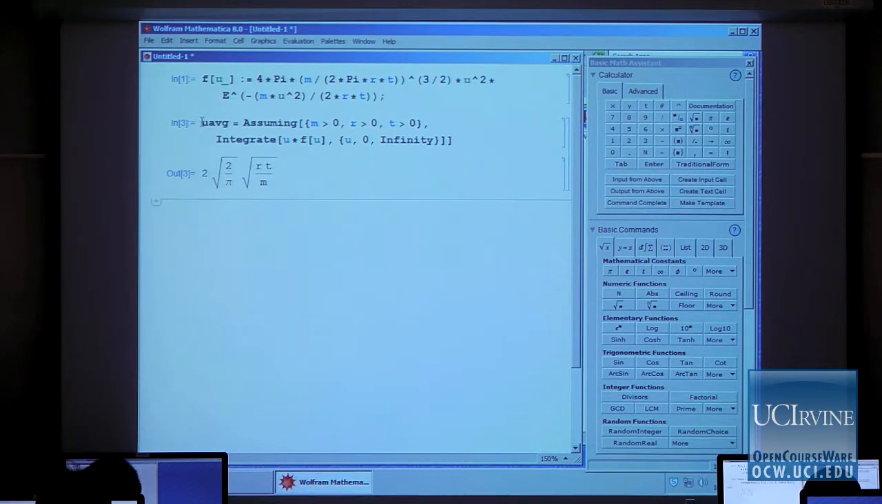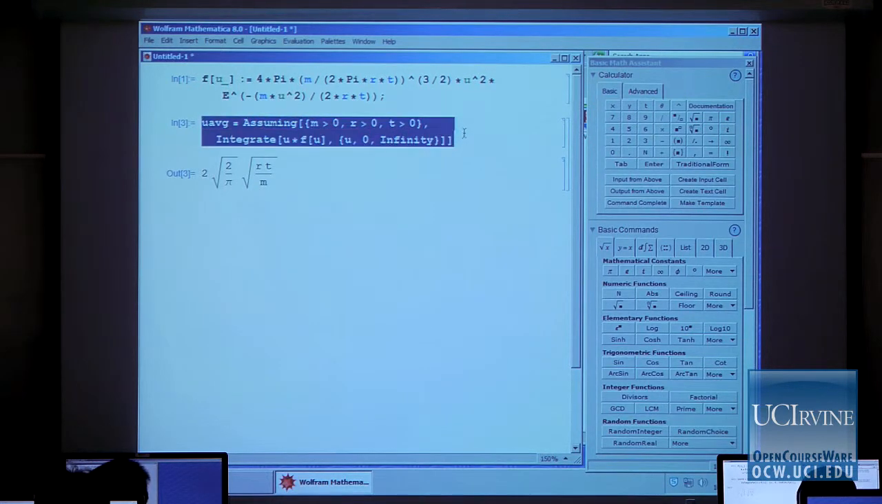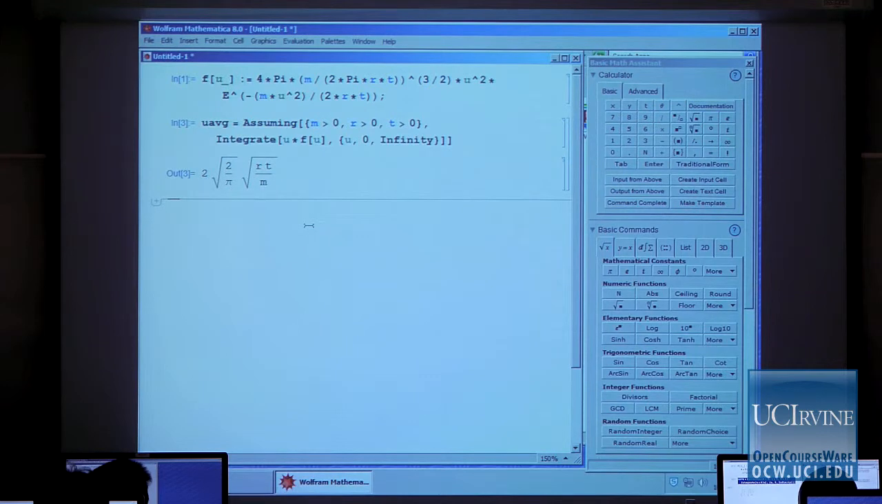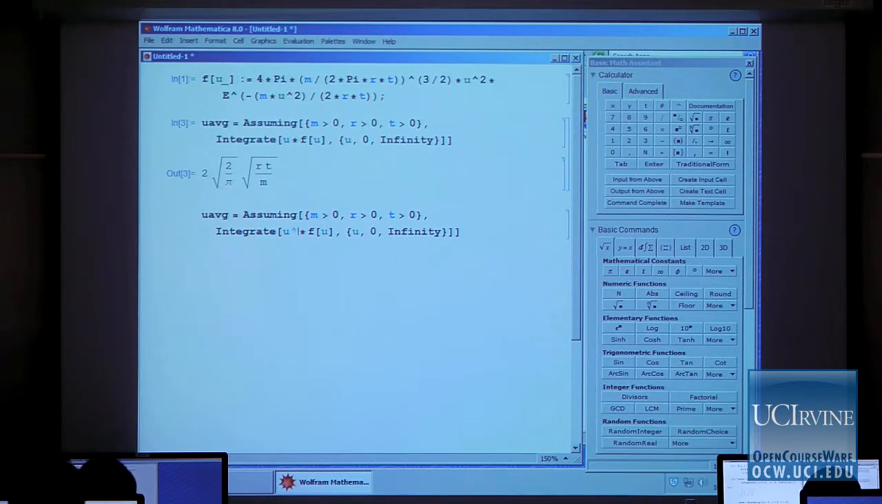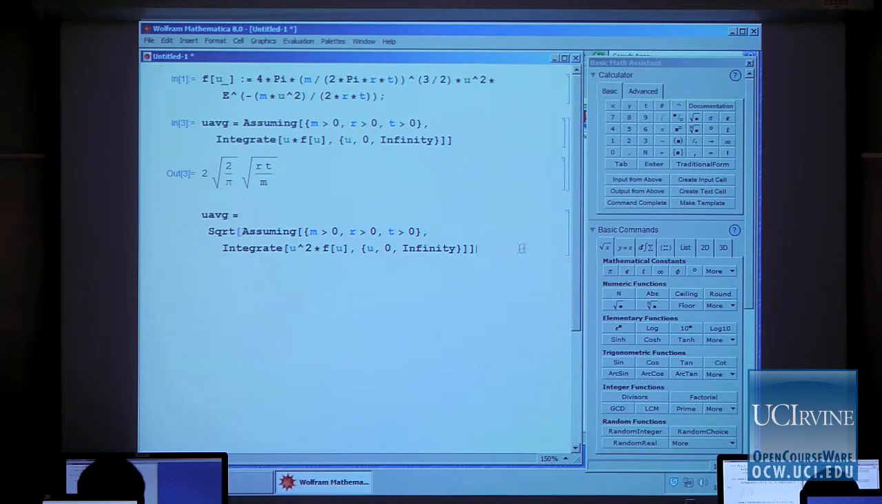Okay, so let's go ahead now and calculate u RMS. So we'll just mouse that in since we're going to use the same assumptions. And now what do we need to do? Well, we need to change two things. First is we want to put u squared in the integral. And then the second is we want to take the square root of the whole thing. And we'll call it something else, u RMS. Okay. So let's try that. And sure enough, we get the equation that you find in your textbooks, which is the square root of 3RT over m.